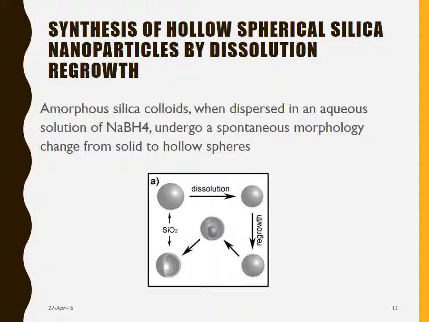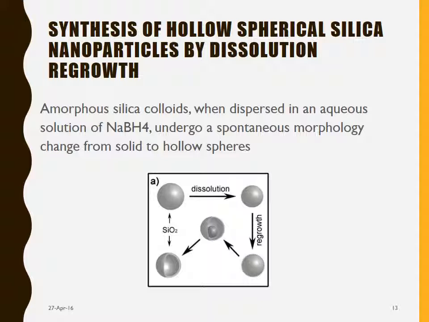We have seen the advantages of hollow sphere nanosilica particles. Now how to synthesize these particles? There are two processes available. The first one is dissolution regrowth. In this process, we take amorphous silica colloids and add them in NaBH4 solution. As soon as we add them, they dissolve and then they regrow. They turn from solid silica colloids to hollow spheres.